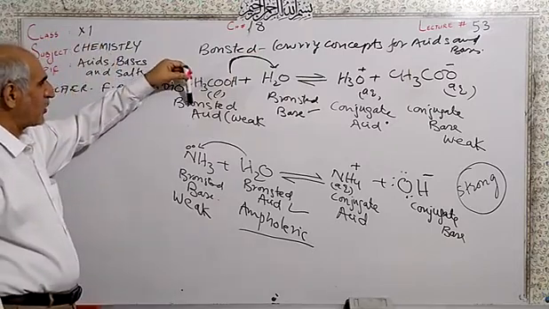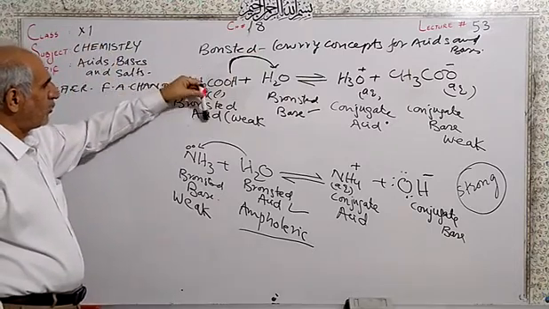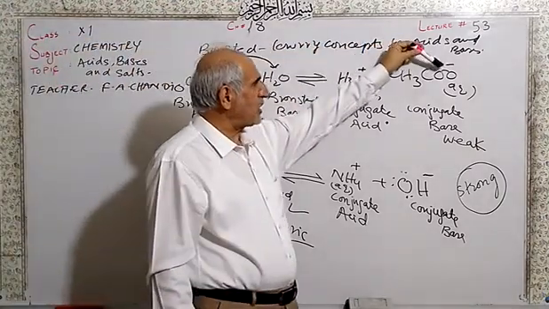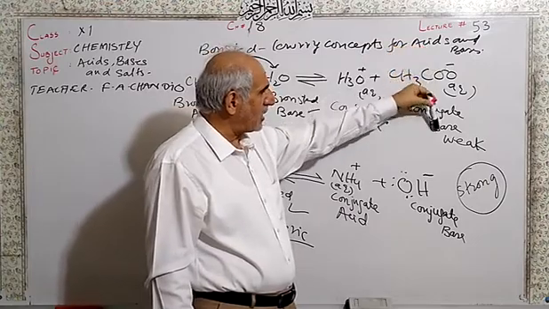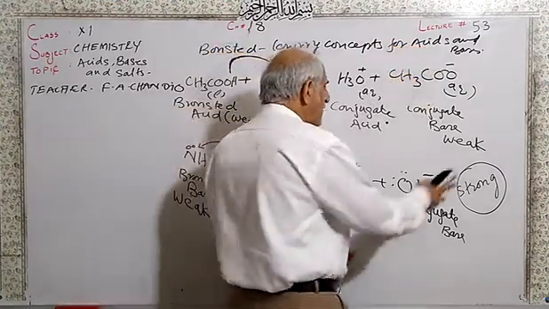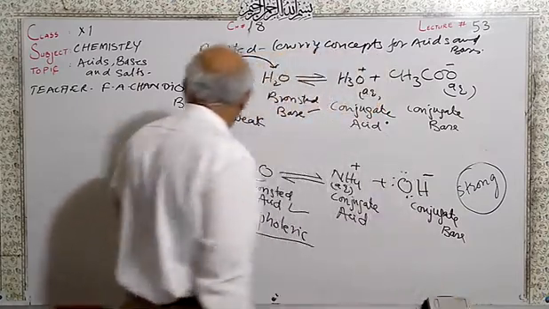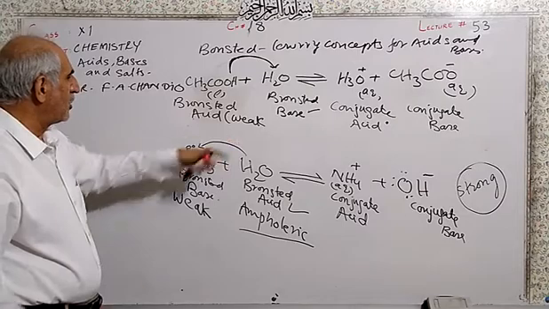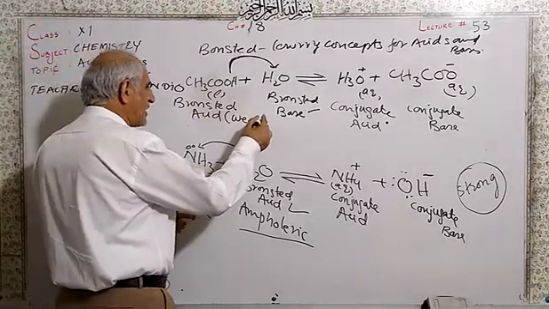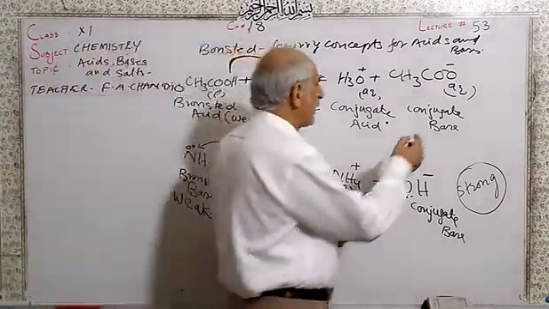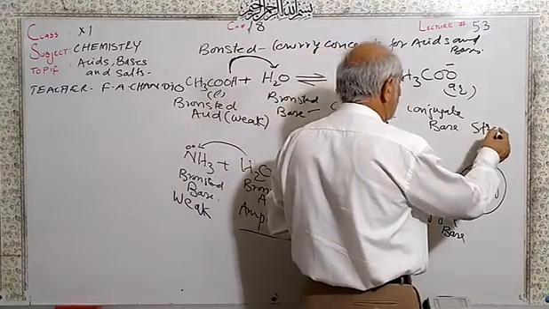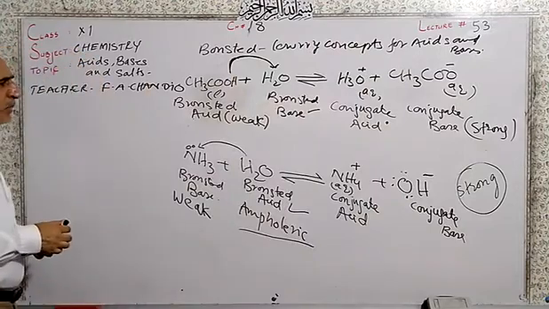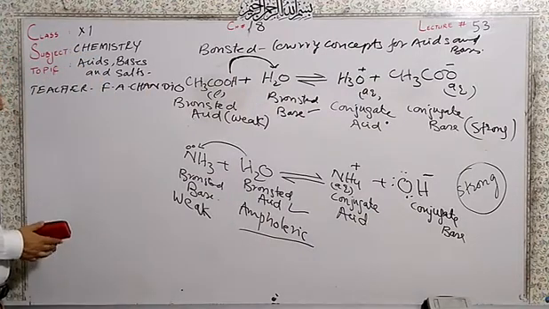Acetic acid is a Brønsted acid, a weak acid. When hydrogen is removed, the resulting species, negative acetate, is called the conjugate base. The Brønsted acid is weak, so its conjugate base is strong.